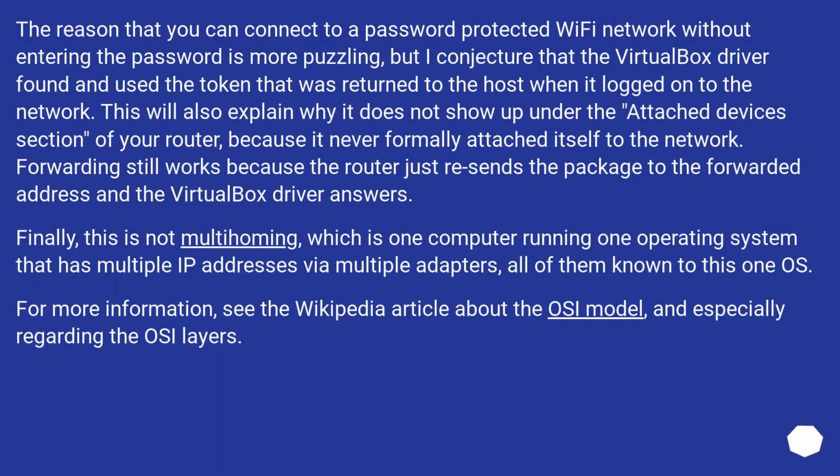The reason that you can connect to a password-protected Wi-Fi network without entering the password is more puzzling, but I conjecture that the Virtualbox driver found and used the token that was returned to the host when it logged onto the network. This will also explain why it does not show up under the attached devices section of your router, because it never formally attached itself to the network. Forwarding still works because the router just resends the package to the forwarded address, and the Virtualbox driver answers.